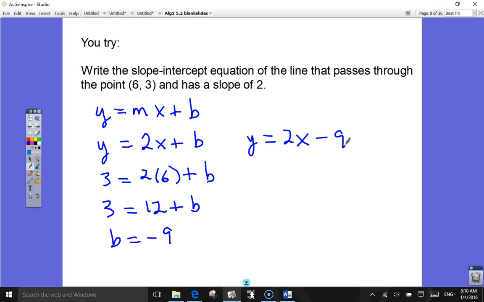Right. So start with the slope-intercept form. Plug in what you know, and then plug in the point so that you can solve for the b. And then now you know both the slope and the y-intercept, so just put the y-intercept there. But remember, it's got to be y and x in the final equation.